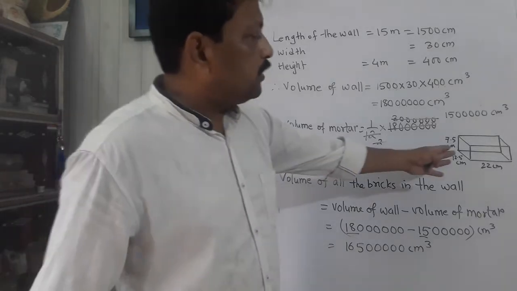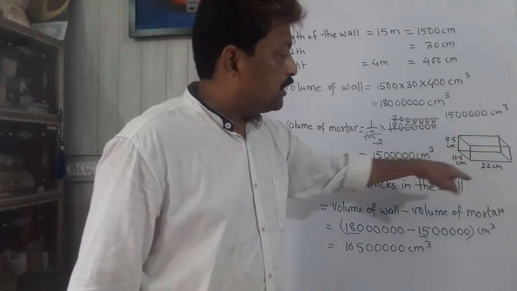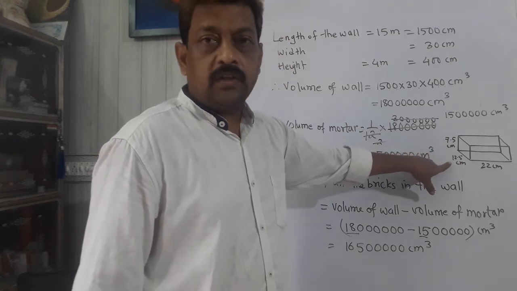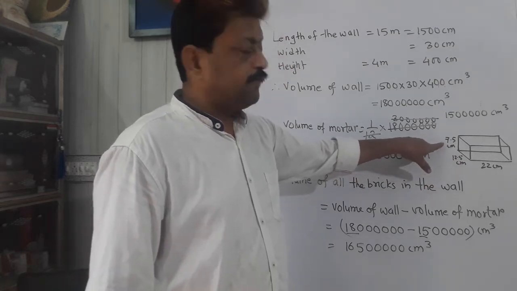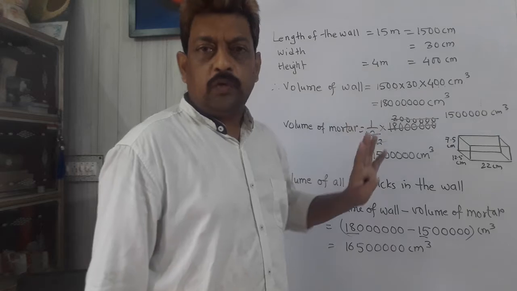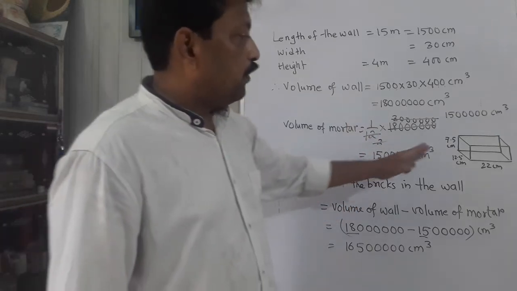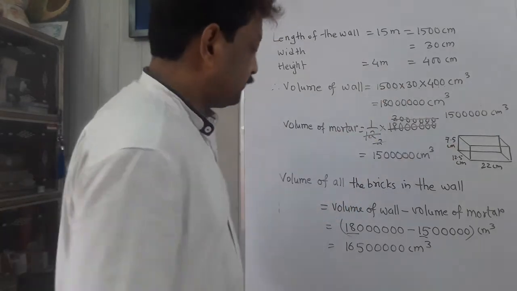Now the dimension of the brick is given. Length is 22 centimeter, breadth is 12.5 centimeter and height is 7.5 centimeter. This is also a cuboid. So we have to find the volume of each brick.